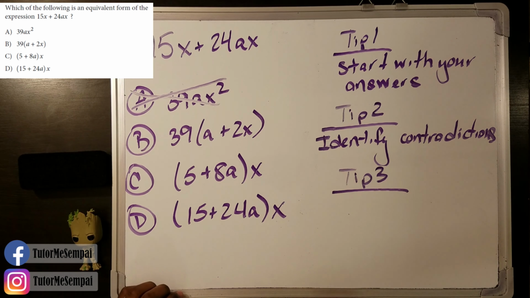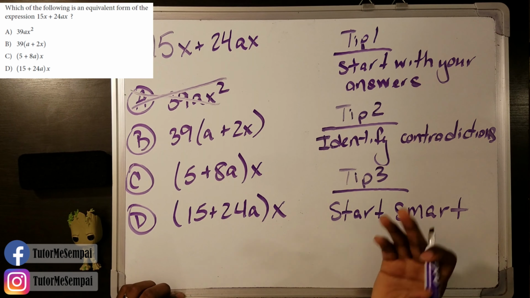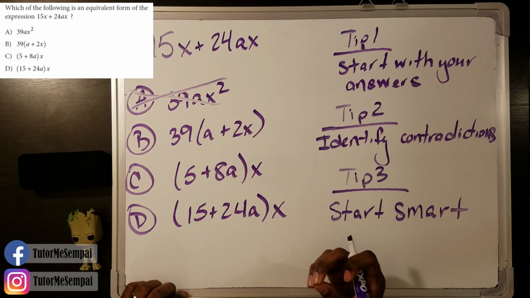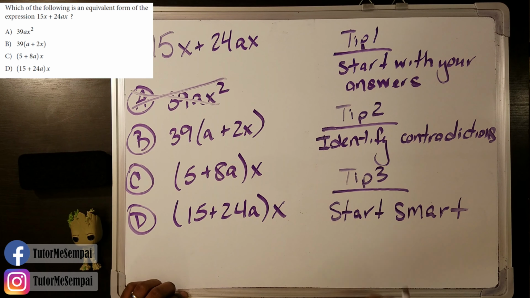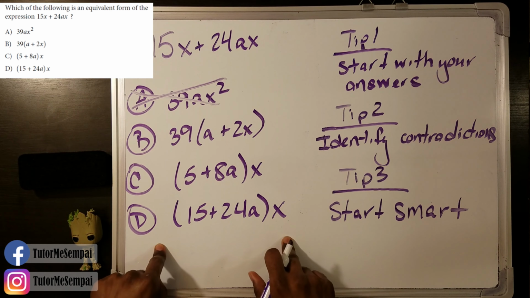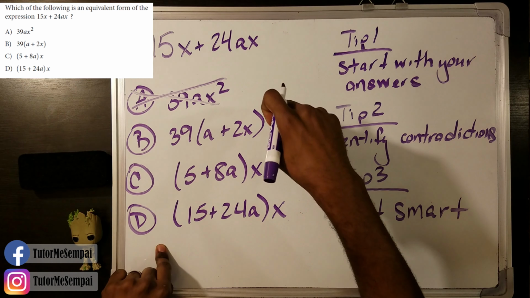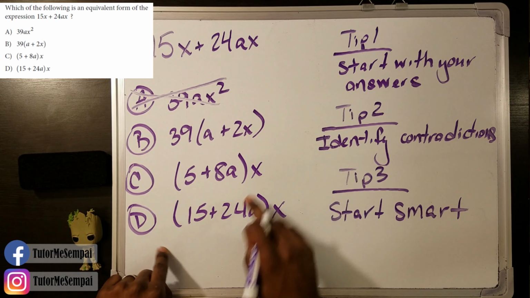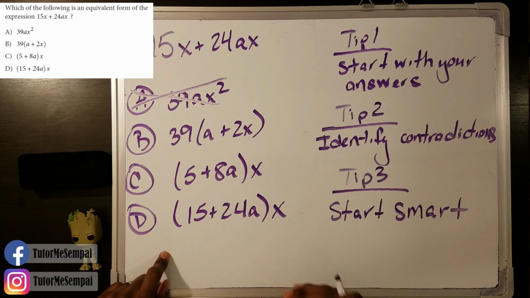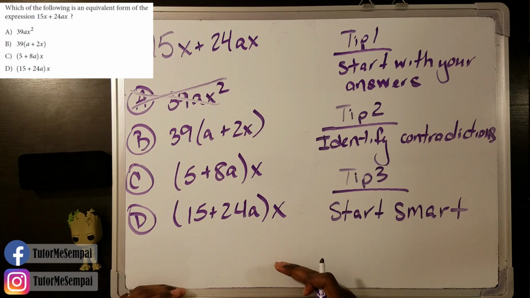Not all your answers are created equal. I want you to look over your answers and take note of anyone that jumps out at you. This could potentially save you some work, especially if the one that jumps out at you is your last choice. You would have to go through A, B, C before you get to D if you just went from top to bottom. Start smart. Just glance over your answers and see, hey, does anything stand out?